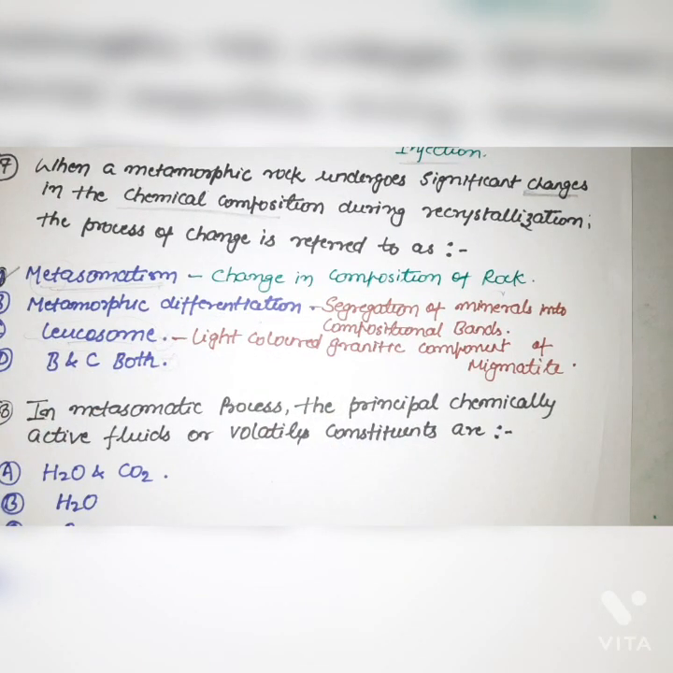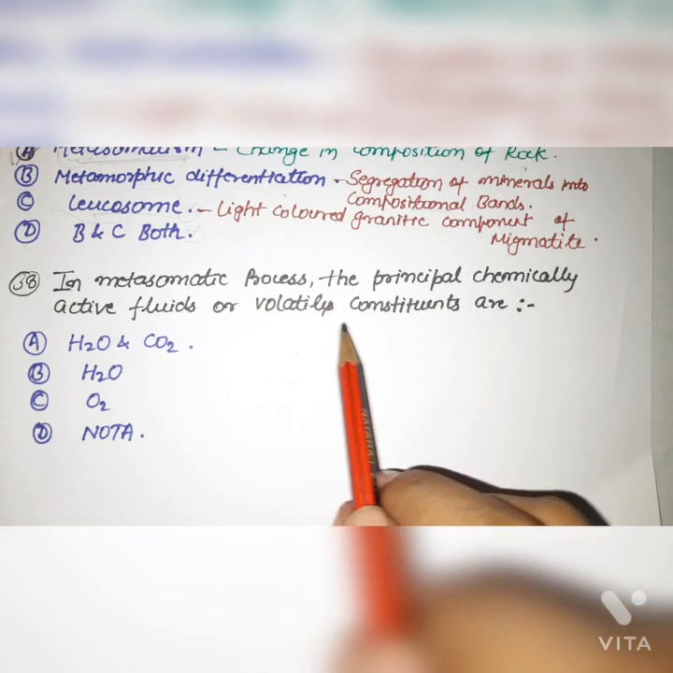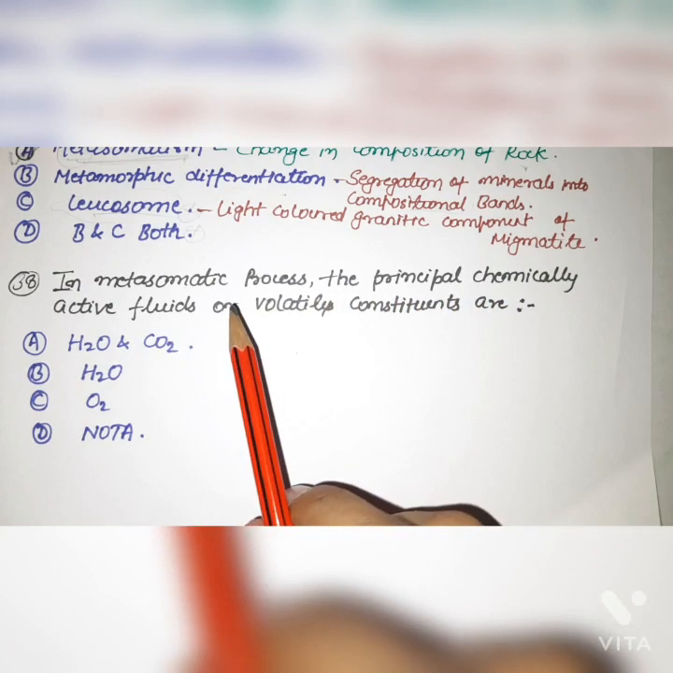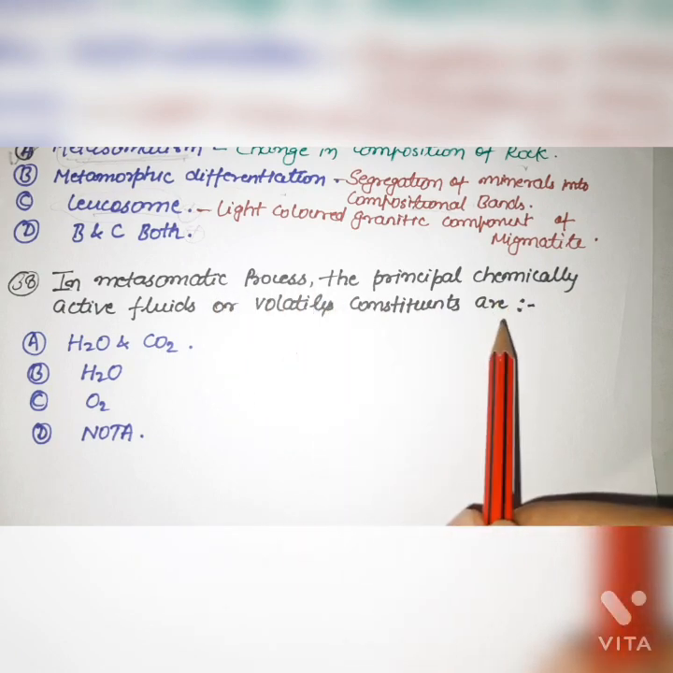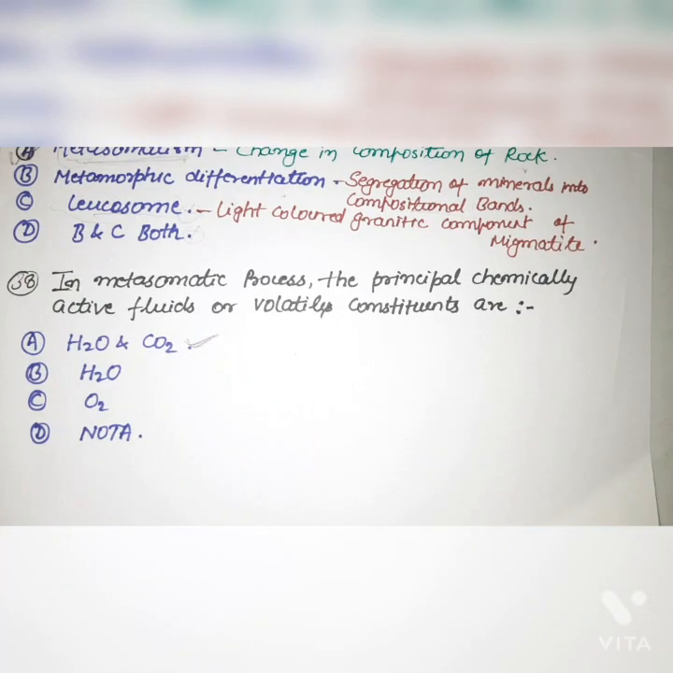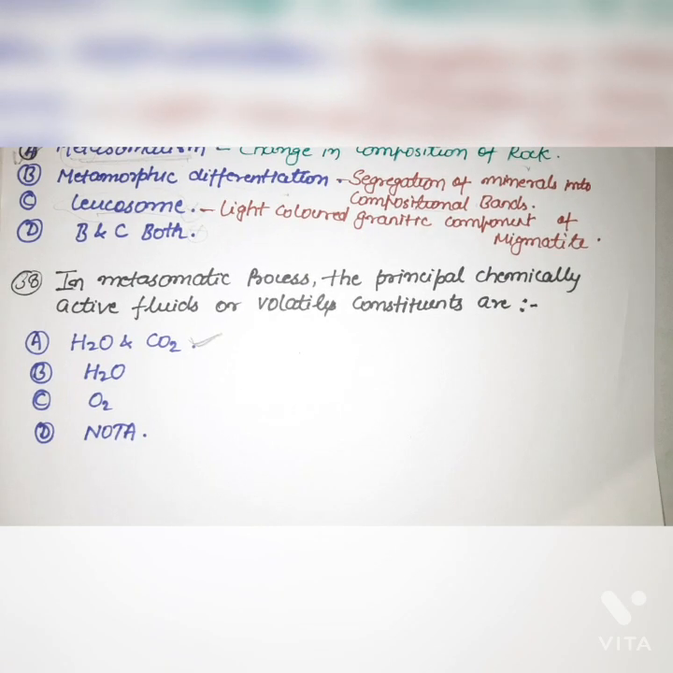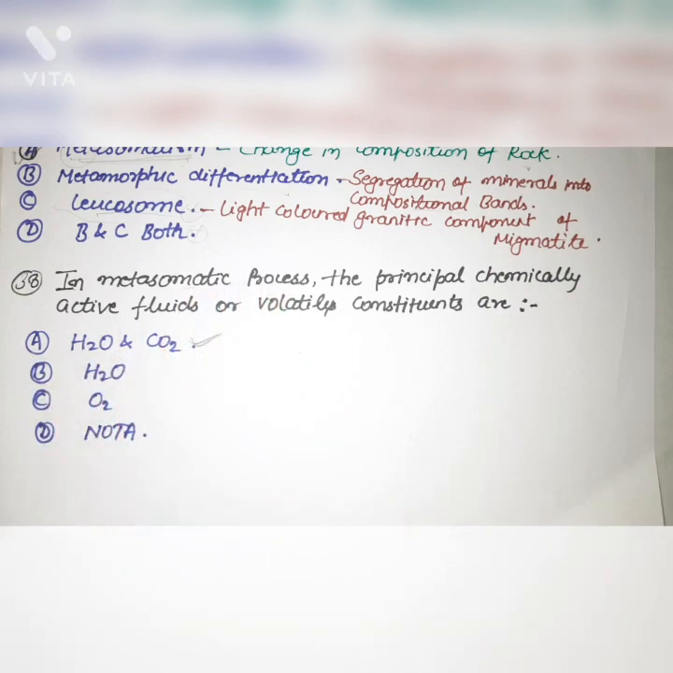Next question is, in metasomatic process, the principal chemically active fluids or volatile constituents are. So clearly we all know that in metasomatic process, the principal chemically active fluids or volatile constituents are H2O and CO2 both. Now, if the question were asking only about hydrothermal deposits, then the correct answer will be H2O only, because in hydrothermal deposit, the fluid that is mainly active is H2O, or you can say warm water. But this question is asking about metasomatic process, so the correct answer will be H2O and CO2 both.